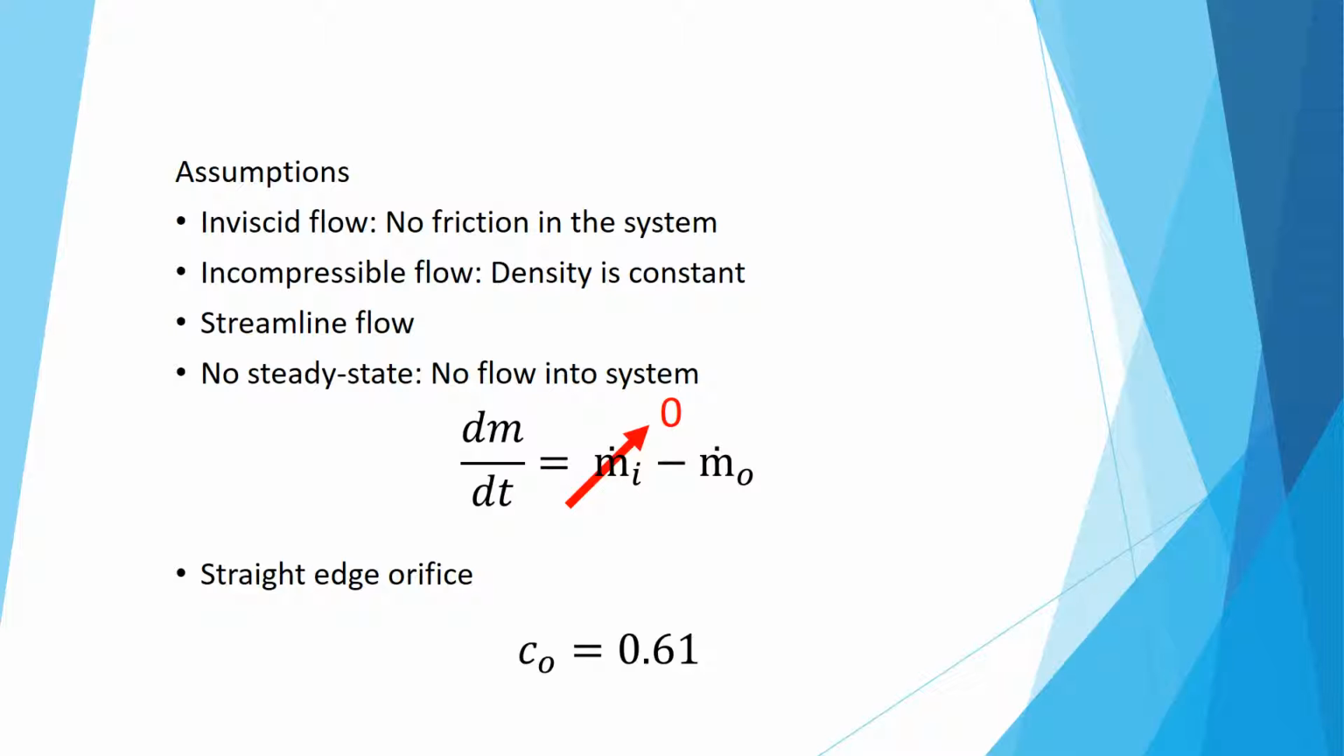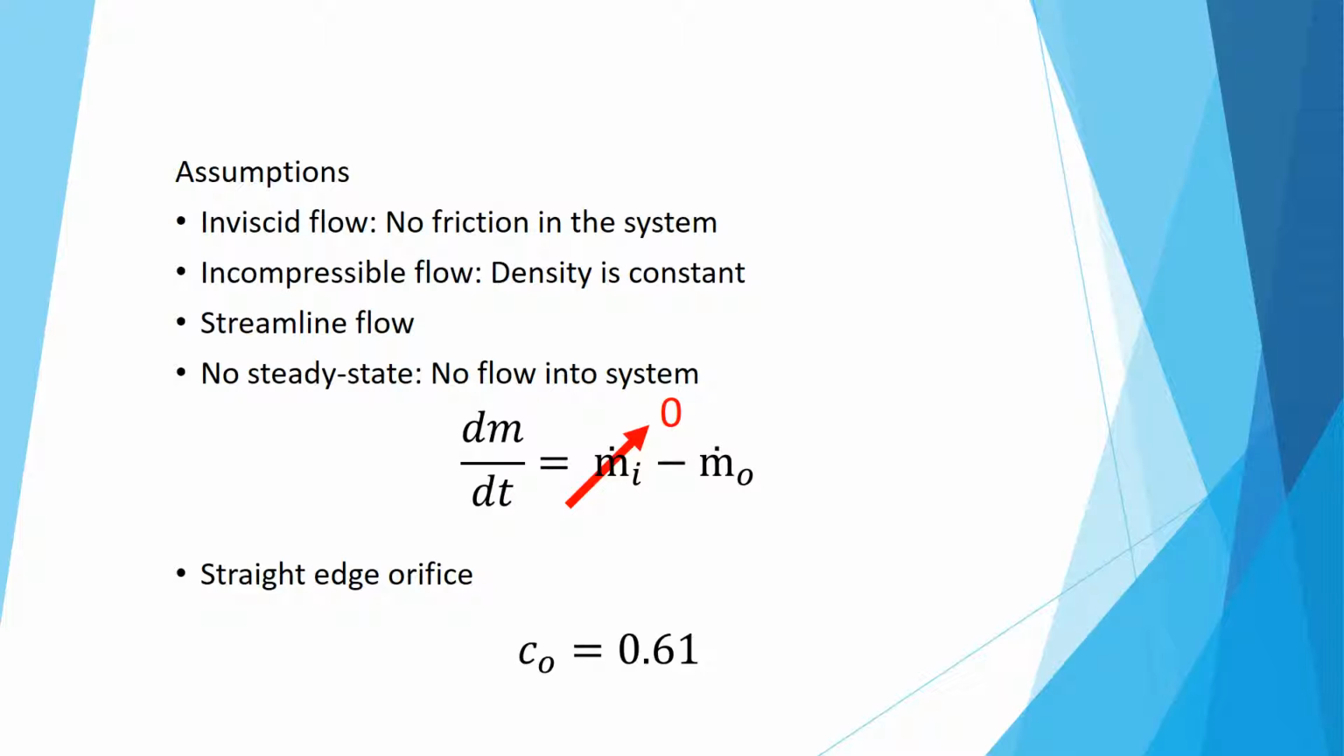For our experiment, there were some assumptions that we had to take into consideration for the calculations. One assumption is inviscid flow. That means that there is no friction in the system. Another assumption is incompressible flow. That means that the density is constant as time changes. Another assumption is that the flow followed a streamline. That means it is laminar with no turbulence.